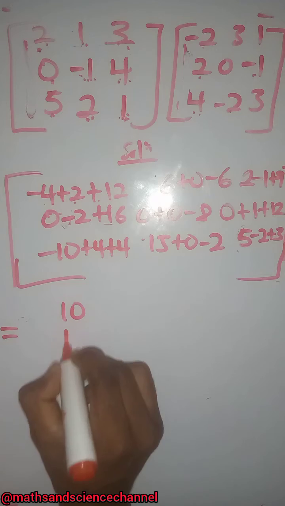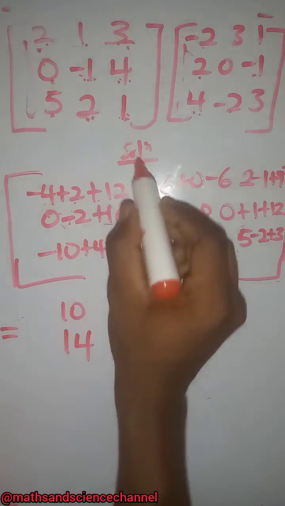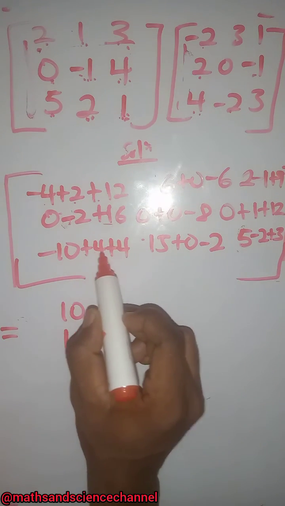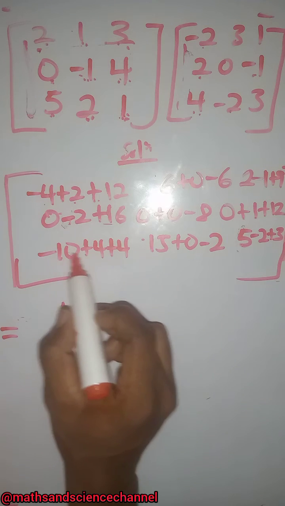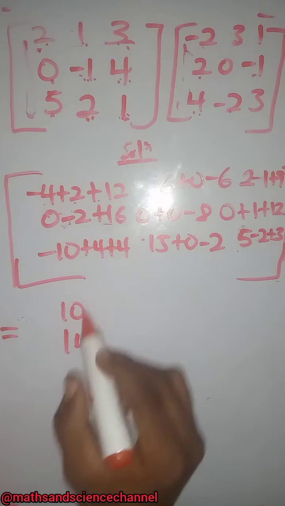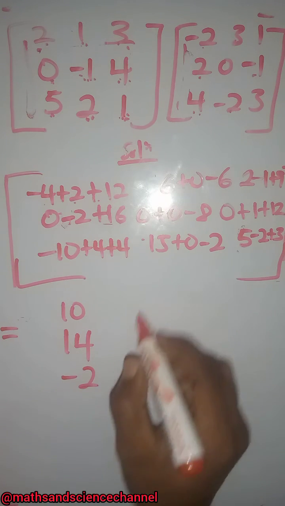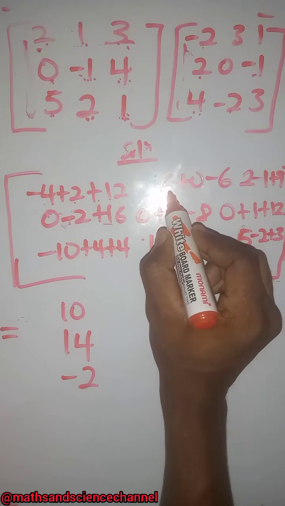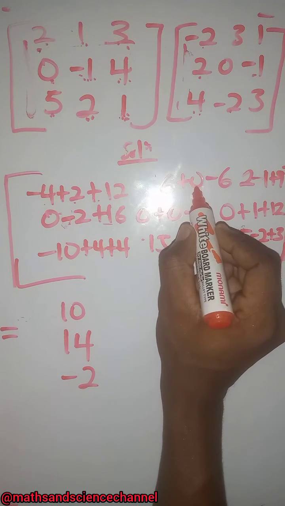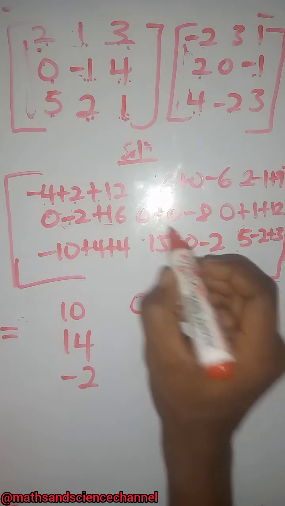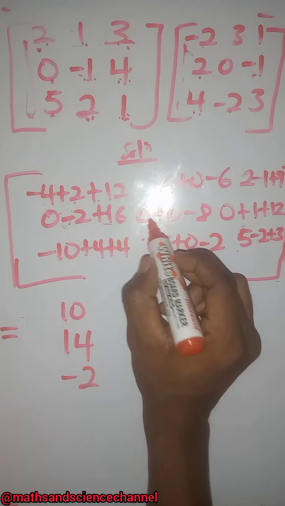So let me spread it a bit. So we have the first one to be 10 here, 14. Now let's look at the last part. So we have negative 10 plus 4 plus 4. So we have negative 10 plus 8, which gives us negative 2.